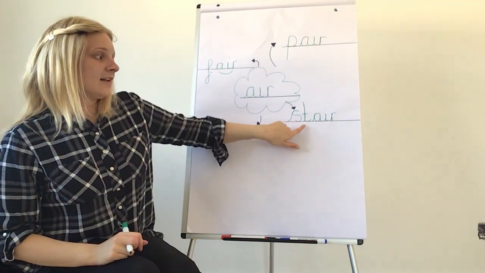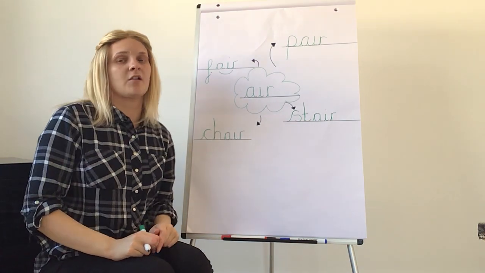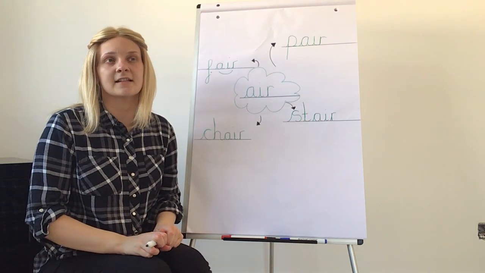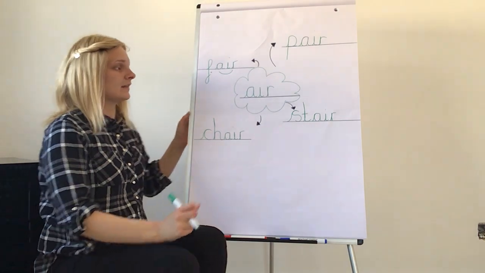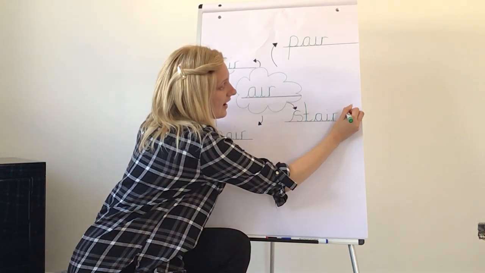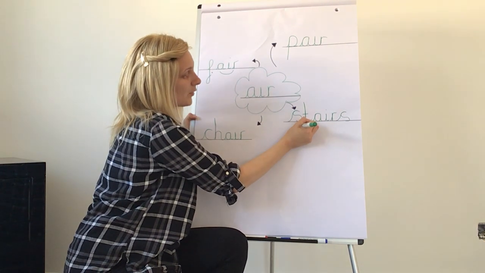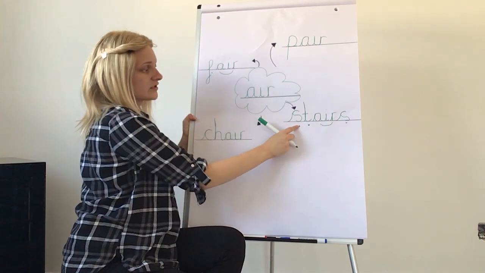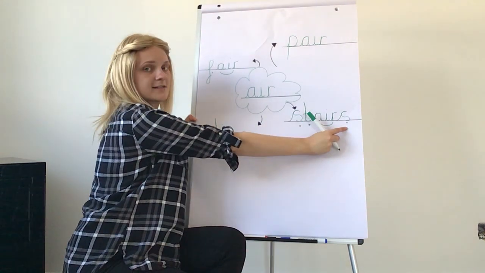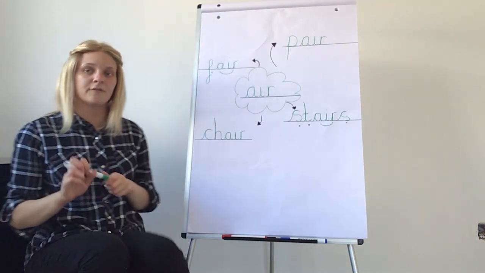Now this says stair. We need to put something on the end. Stairs. So what do we need on the end? We need a S. Brilliant. S. I'm going to put my sound button so you can see the sounds on this one. Ready? St. S. Stairs. Lovely.